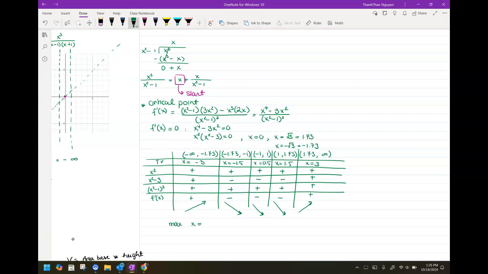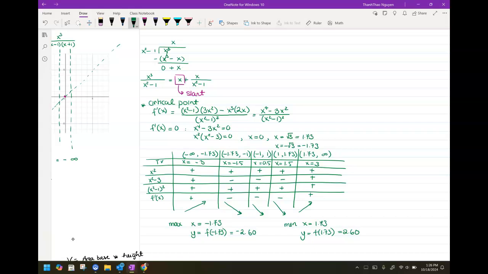at x equal to negative 1.73, y equal f of negative 1.73, and the local max is at negative 2.60. We have a local min at x equal 1.73, and y is f of 1.73, that equal 2.60 approximately. So we have a max and we have a min.